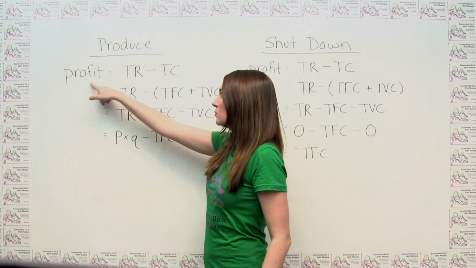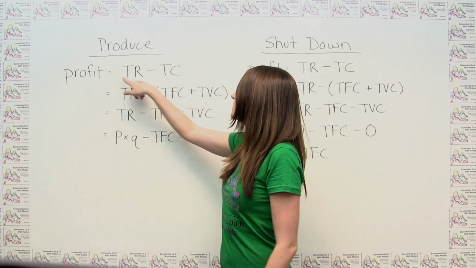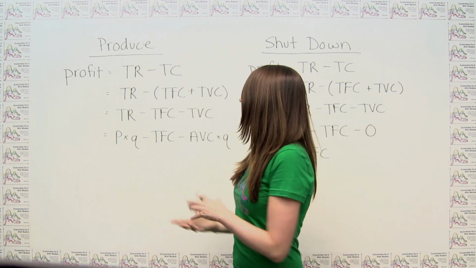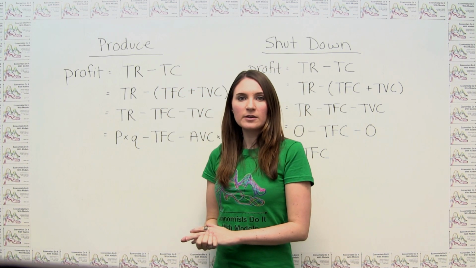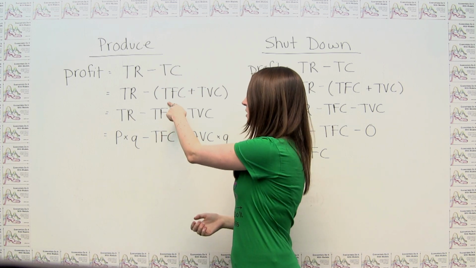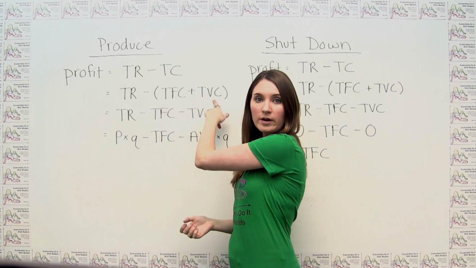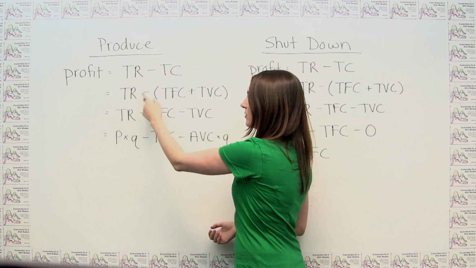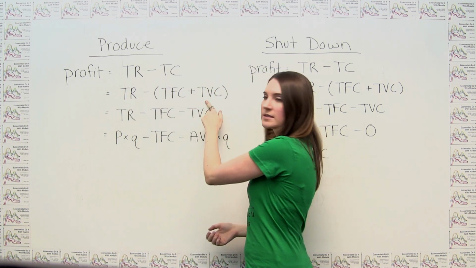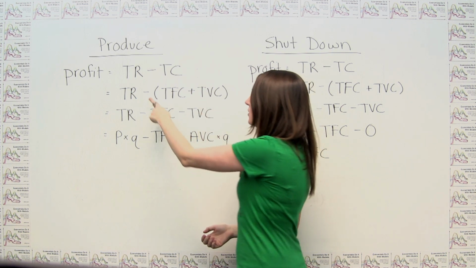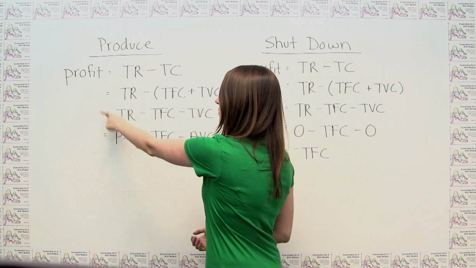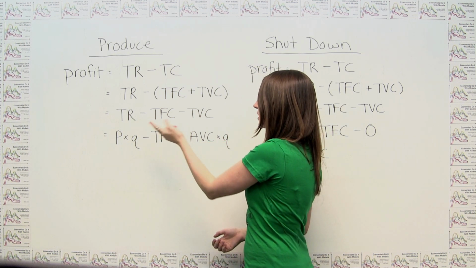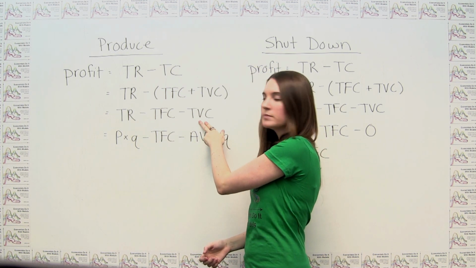So if we produce, profit, as we saw before, is just equal to total revenue minus total cost. And we can say that total cost can be broken down into total fixed cost and total variable cost. So we can see that profit is just equal to total revenue minus the sum of our fixed and variable costs. If we were to just distribute our negative, we would get that profit is equal to total revenue minus total fixed cost minus total variable cost.